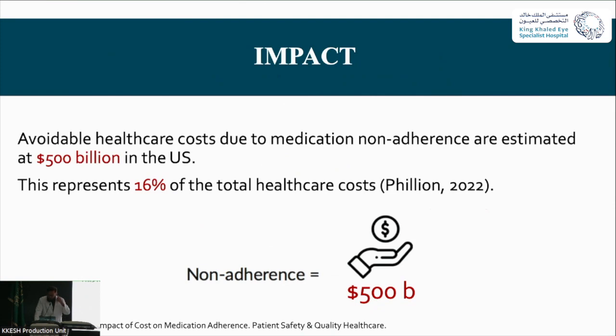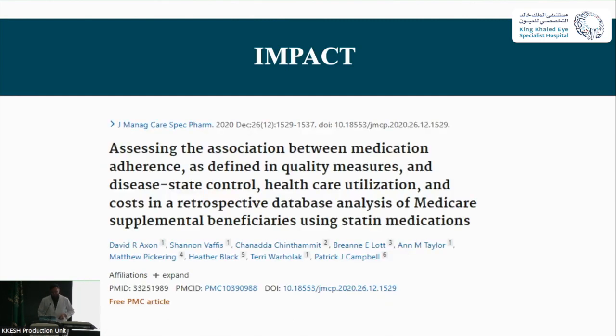And one of the articles I found estimated avoidable healthcare cost due to medication non-adherence as $500 billion in the US, which represents 16% of total healthcare cost. So avoidable cost means something which could have been avoided, but because of non-adherence, it happened. This literature is about assessing medication adherence as defined in quality measures and healthcare utilization, especially related to blood pressure and statin medication.